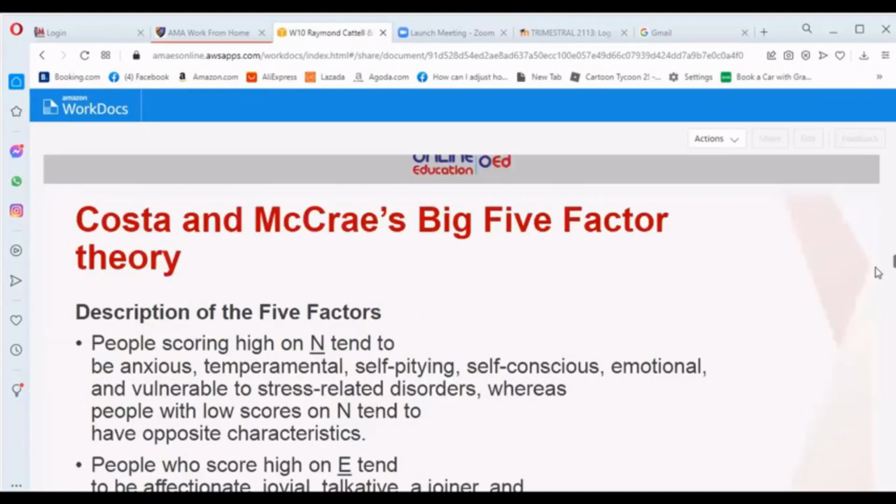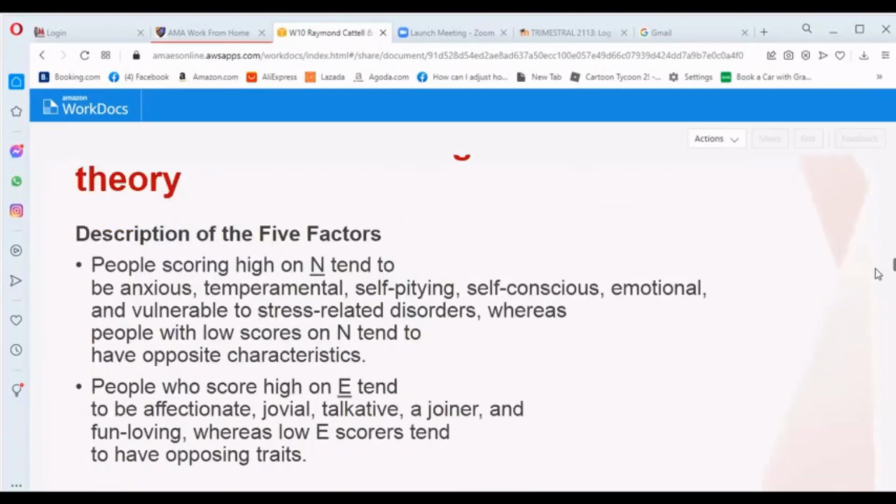So, the description of the 5 factors: people scoring high on N tend to be anxious, temperamental, self-pitying, self-conscious, emotional, and vulnerable to stress-related disorders, whereas people with low scores on N tend to have opposite characteristics. People who score high on E tend to be affectionate, jovial, talkative, a joiner, and fun-loving, whereas those who have low E scores tend to have opposing traits.